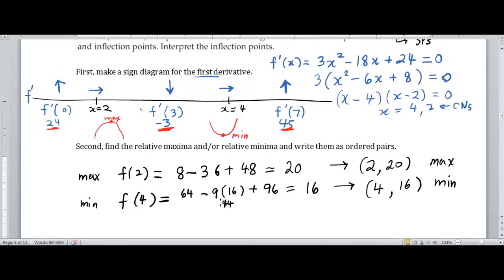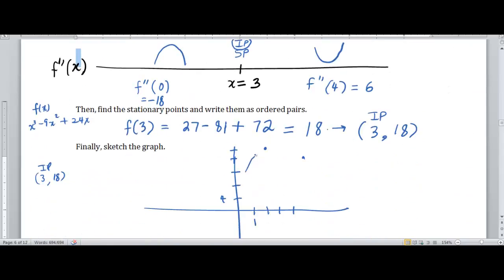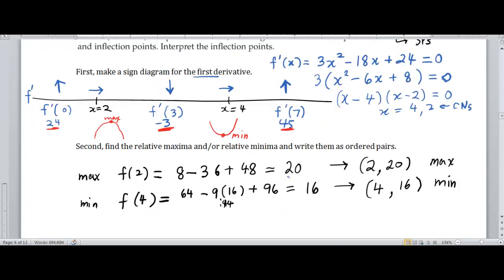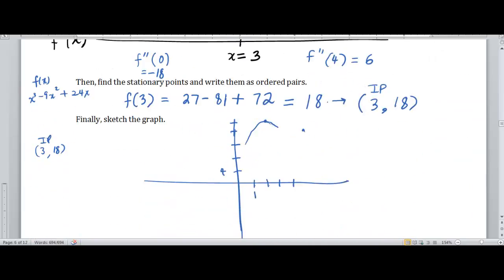Before 2, it's going increasing, flat, down. So increasing, flat, down. And then it's going to go decreasing, flat, up. So that goes decreasing, flat, up. Okay. So this is our relative max, this is our relative min. And remember, our inflection point was (3, 18), which is roughly here.